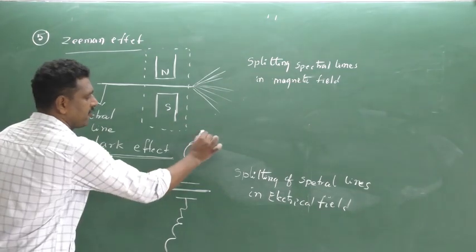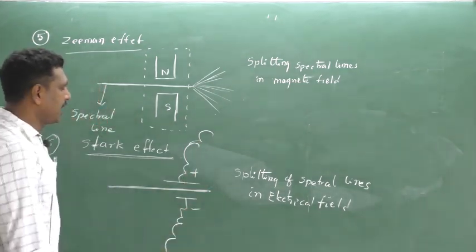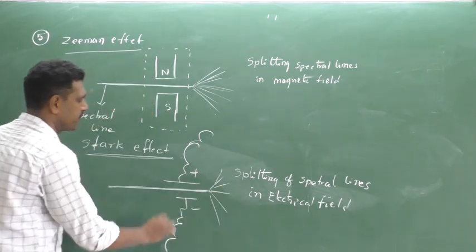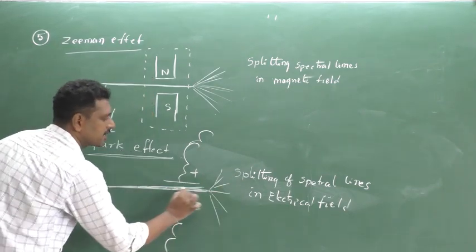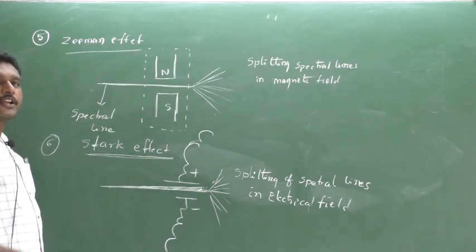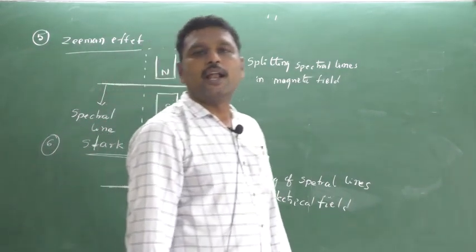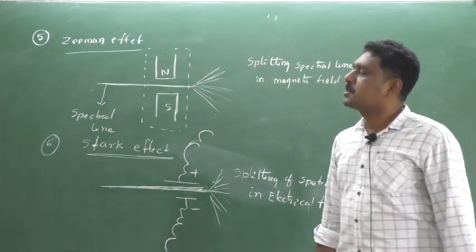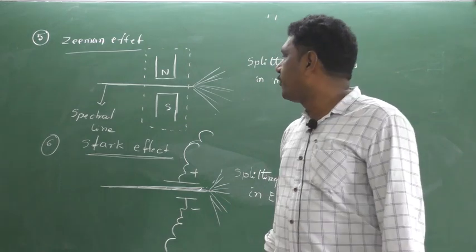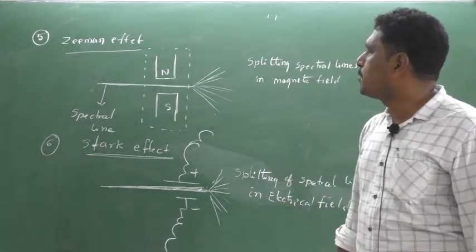In an electrical field, one side is positive, the other is negative. This line is also split like this. So this is a spectral line, and one spectral line is split into many spectral lines. If it happens in the presence of an electrical field, that is called the Stark effect. If it happens in the presence of a magnetic field, that is called the Zeeman effect.